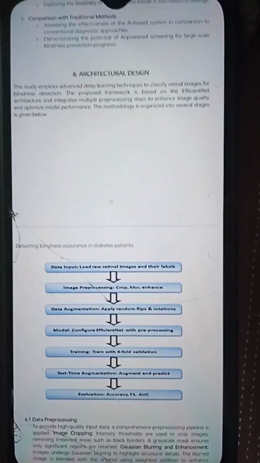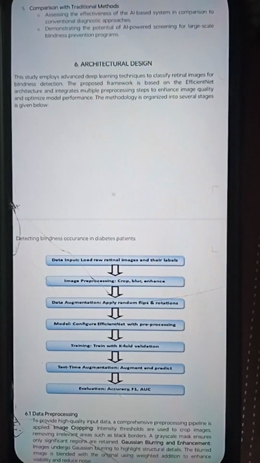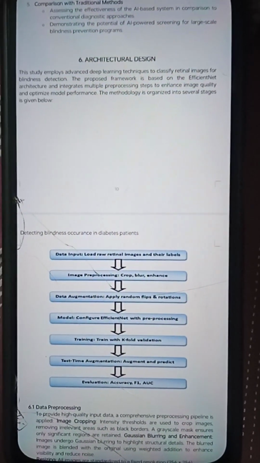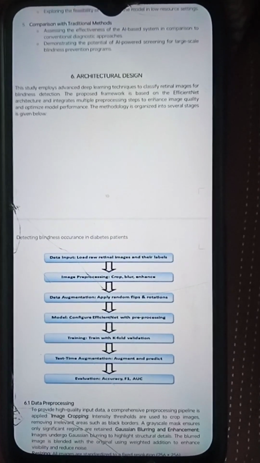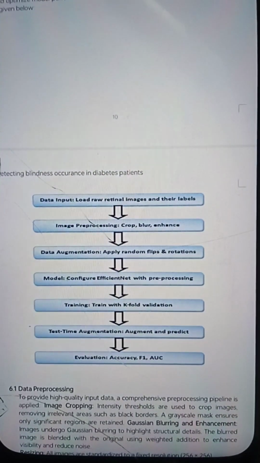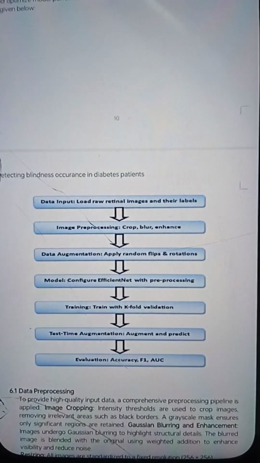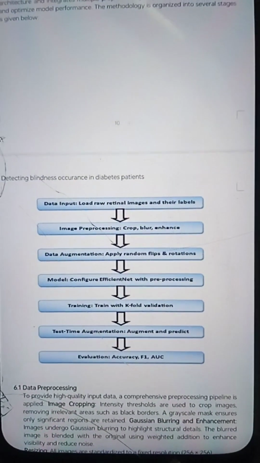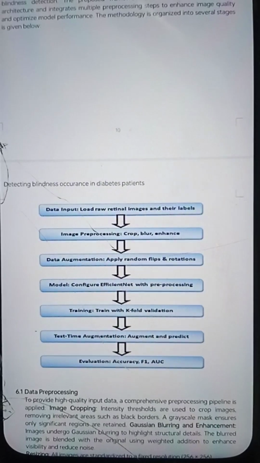Data input. To provide high quality input data, a comprehensive pre-processing pipeline is applied. Image pre-processing: crop, blur, and enhance. Image cropping is used to crop the images, removing irrelevant areas such as the black borders. Gaussian blurring and enhancement, which applies Gaussian blurring to highlight the structural details. Resizing: all the images are standardized to a fixed resolution.